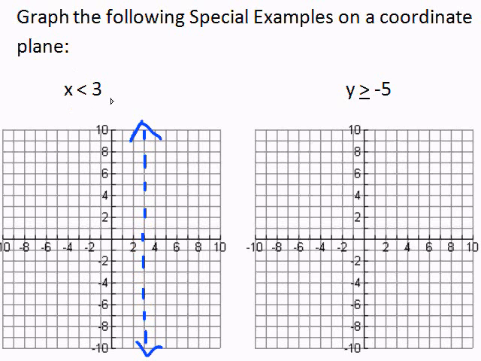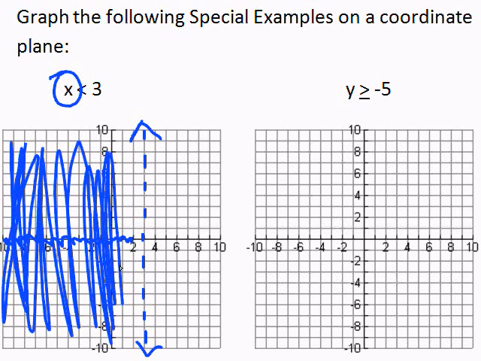Since x is less than 3, that means I shade in all the numbers that are less than 3 for x. So you have to think to yourself, where are all of the x values less than 3? Would I shade to the right of the line or to the left? I can't shade above or below since the line is vertical, so I have to shade to the right or to the left. Well, since x is less than 3, typically I would go at 3 and shade to the left on the number line. That means I'm going to shade to the left on the entire graph.